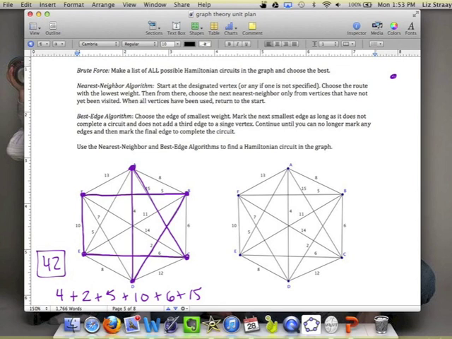All right, so that's the nearest neighbor. So nearest neighbor: start at a point and go to the closest place from that point each time until you start to run out of options, and then close it up.